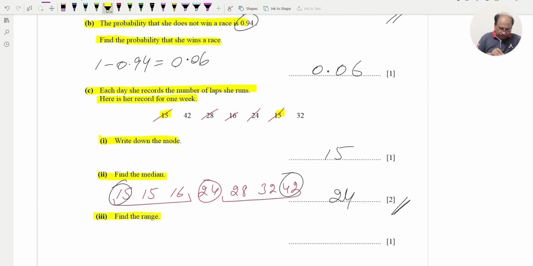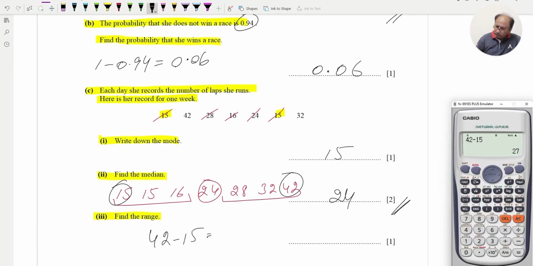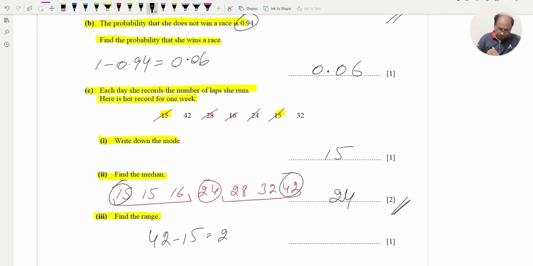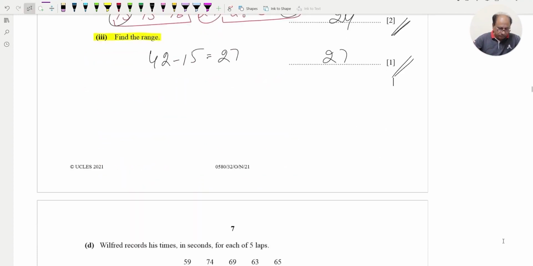This is 3. Find the range, and the range is maximum minus minimum. So we can write 42 minus 15, and 42 minus 15 will be equal to 27. So the answer is 27 for this 1 mark part which we have done.